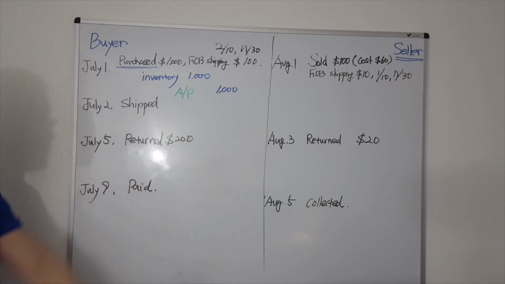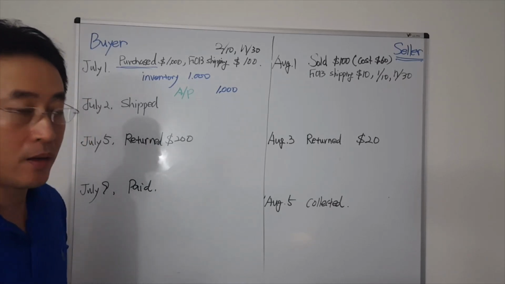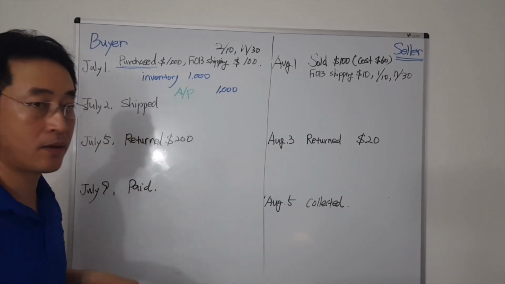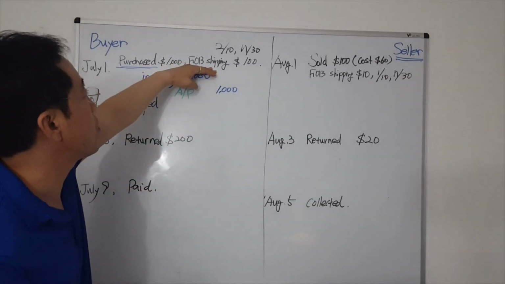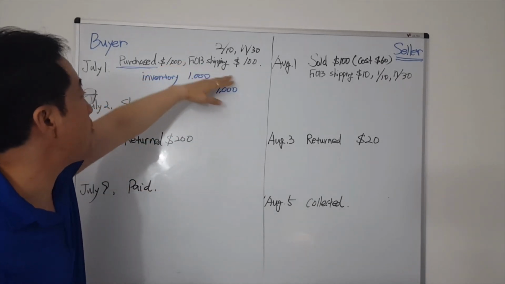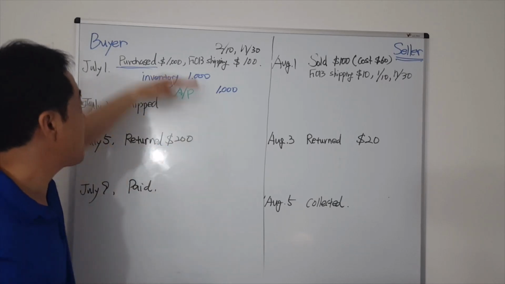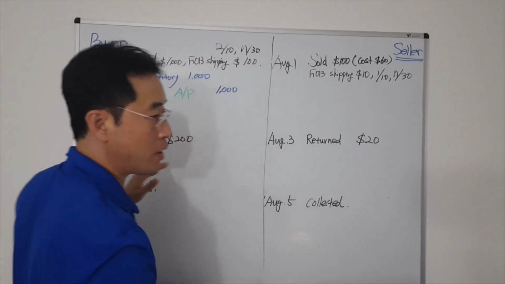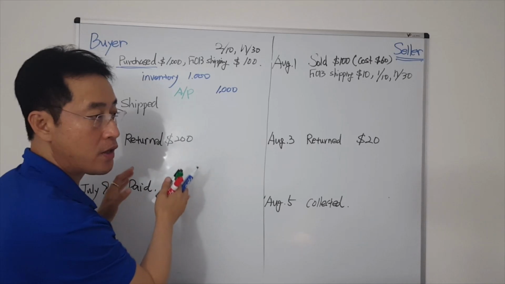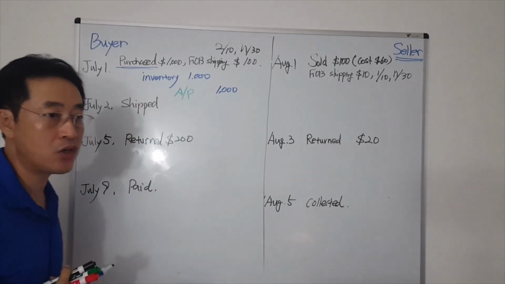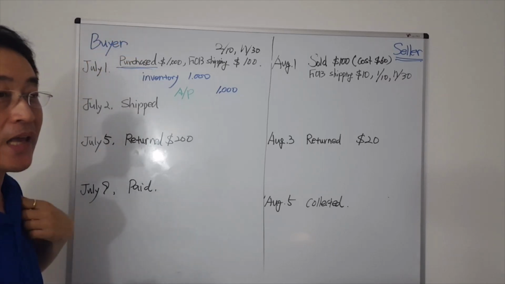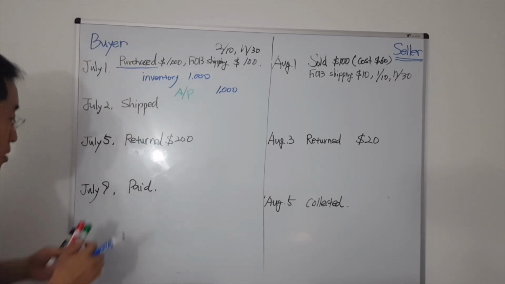And then it's shipped. Who's going to pay for the shipping charge? We have to read this. FOB shipping point means free on board at the seller's point. Who's going to pay? The buyer has to pay. Am I the buyer or seller? I'm the buyer. So I have to pay and record.